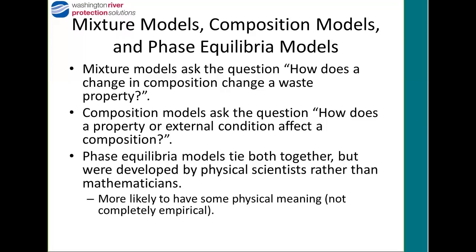A composition model is sort of the opposite. How does some property or external condition affect the composition? And phase equilibria models tie both of those together. They were developed by physical scientists rather than mathematicians, so we can usually define some sort of physical meaning to those, and that makes a lot of people feel better, I have found. So those are the classes of models that we've embraced here.